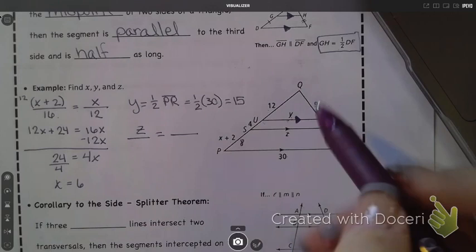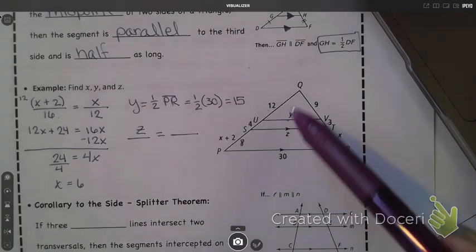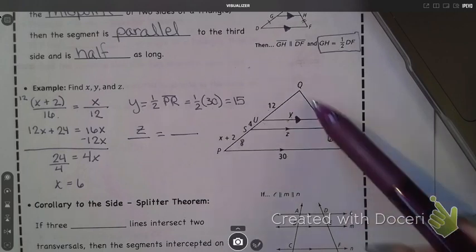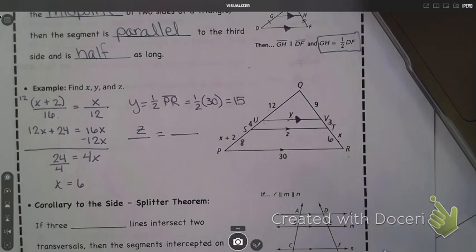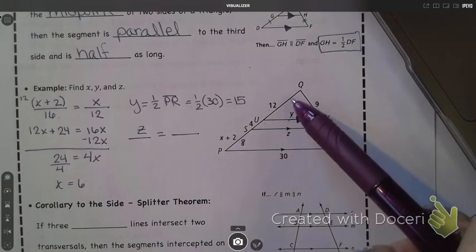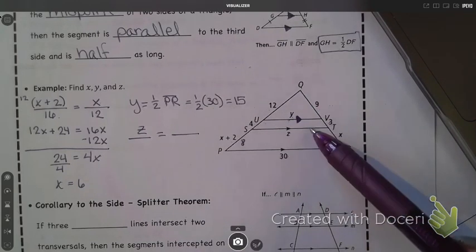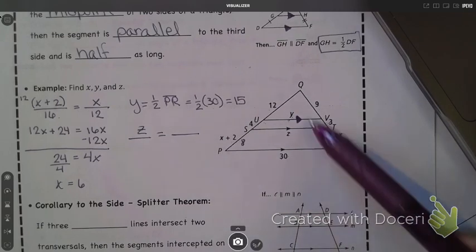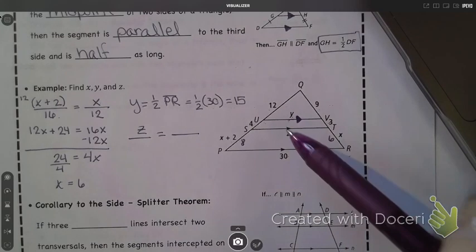Z makes, like, you guys see the 3 triangles here? Little, medium, large. Yeah? So Z makes the middle one. So we probably should use the middle one and the large one. So what do you want to put? Z over what?